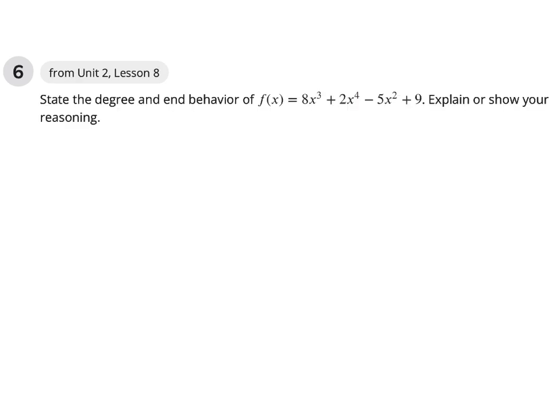Okay, state the degree and end behavior. The degree is the highest exponent, so it doesn't matter where it is. And the end behavior: positive x even starts high and it ends high. So you can graph it in the calculator. It should look something like that. It could be too far over to the left or the right, but roughly it's going to look like that.